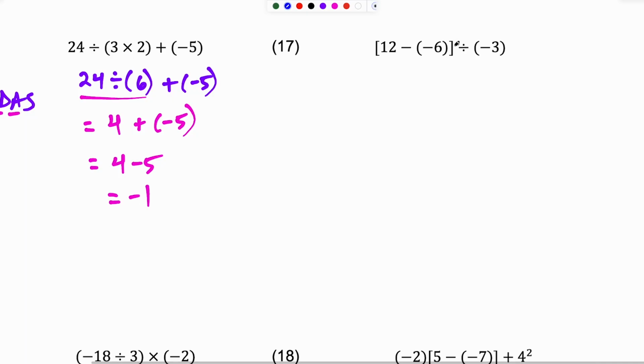Question 17, in brackets here, we have 12 minus -6. And then outside the brackets, we have divided by -3. So for this one here, we're going to handle what's inside the brackets first because the brackets act as a set of parentheses. So inside the brackets here, we have 12 minus -6, which turns to 12 plus 6. And then when we're done with that, we're going to divide all of that by -3.